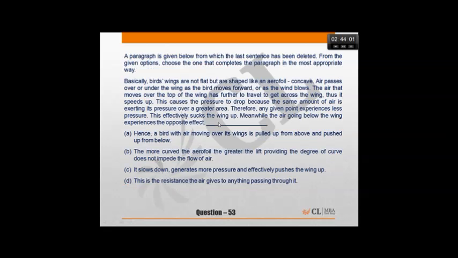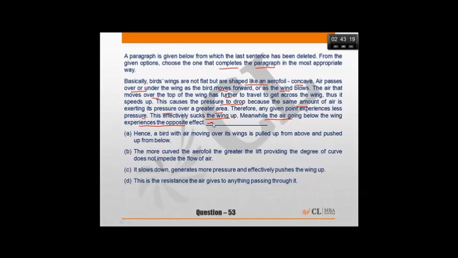Okay. Another question of usage, which completes the paragraph. So para completion question. Basically, birds' wings are not flat but are shaped like an aerofoil, concave. Air passes over or under the wing as the bird moves forward or as the wind blows. The air that moves over the top of the wing has further to travel to get across the wing, thus it speeds up. This causes pressure to drop because the same amount of air is exerting its pressure over greater area. Therefore, any given point experiences less pressure.